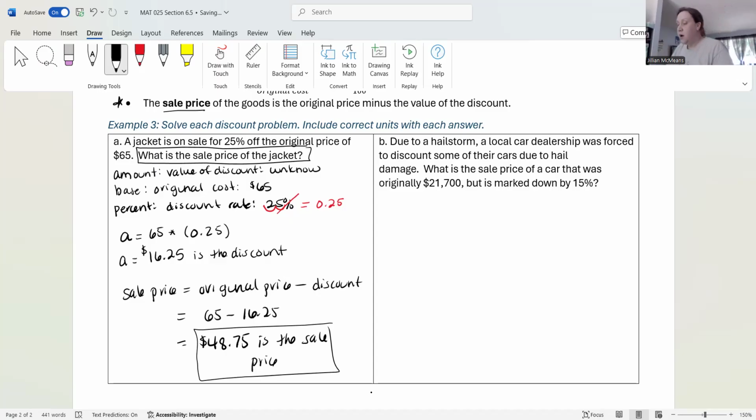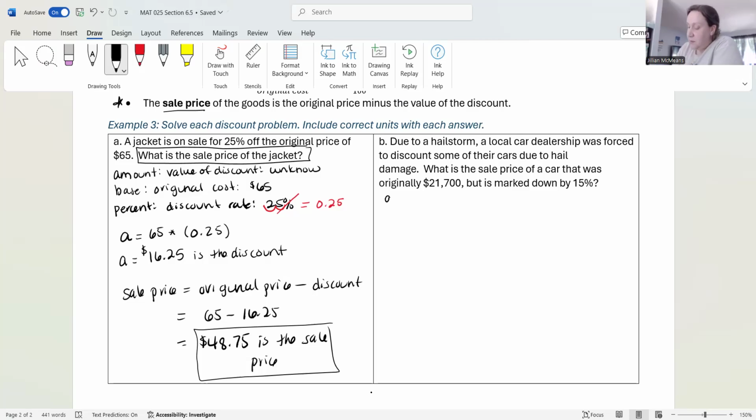Okay? Now, one more example. It says, due to a hailstorm, a local car dealership was forced to discount some of their cars due to hail damage. What is the sales price of a car that was originally $21,700 but is marked down by 15%?